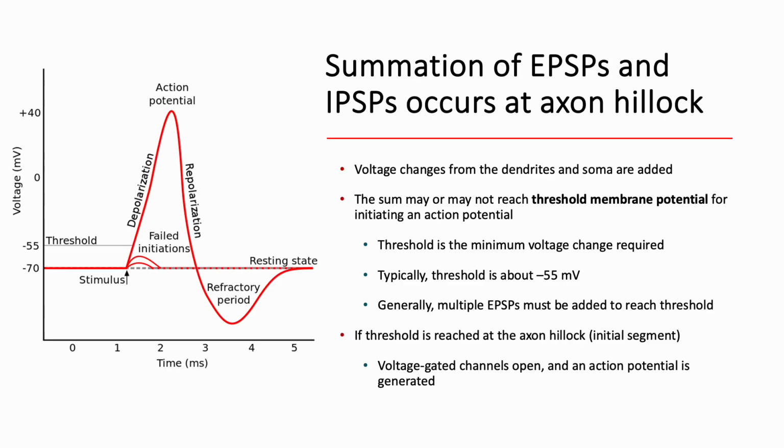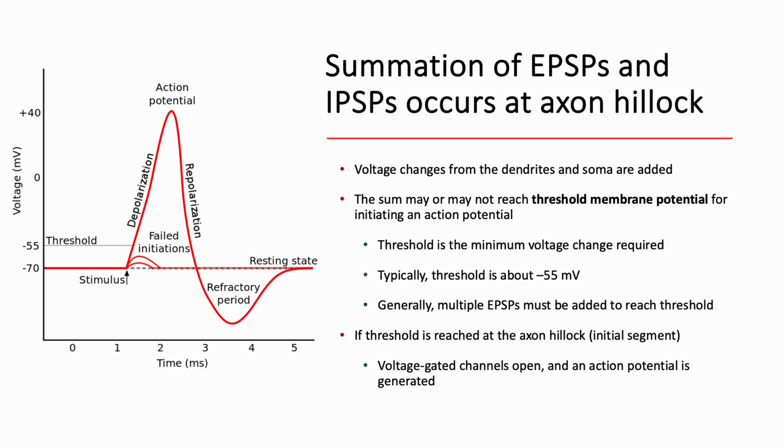We've said this a few times now, but the summation of your EPSPs and your IPSPs occurs at that axon hillock or trigger zone. This is where all those voltage changes from the dendrites and soma of your postsynaptic neuron are added together. And that summation of those EPSPs and IPSPs is going to determine whether you reach threshold for membrane potential to initiate an action potential. So we think that the threshold then is the minimum voltage change required to have an action potential. And we said this is oftentimes around negative 55 millivolts.